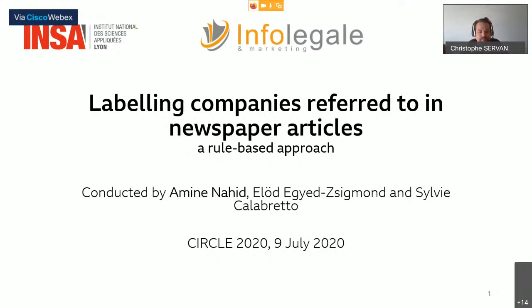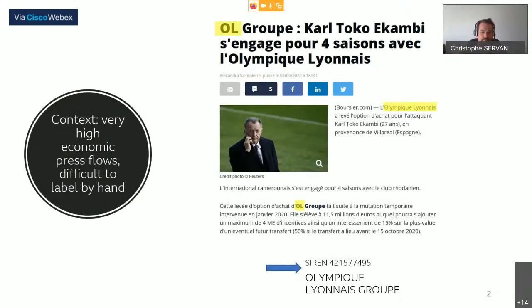So today I'm going to present a rule-based approach for labeling companies referred to in newspaper articles, which was actually the first part of my master's project. As with any source of information, economic press can be of high flow, so processing it by hand might be difficult, if not impossible.